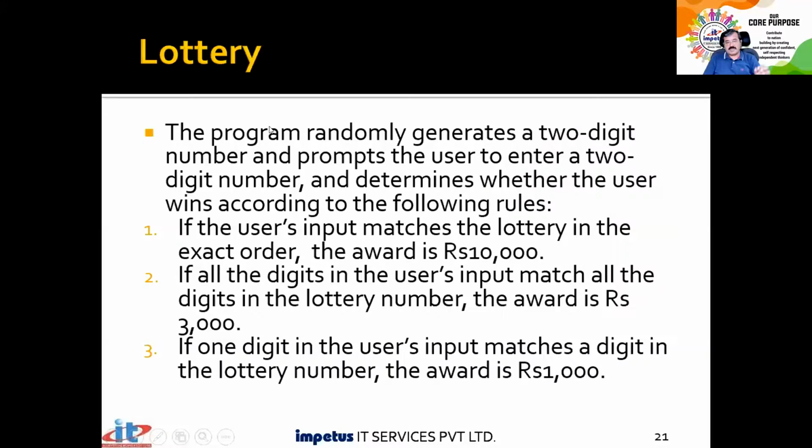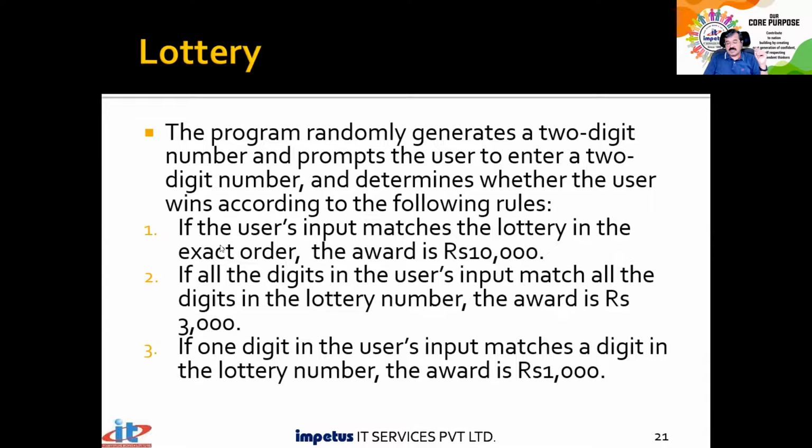Here we go. It says the program randomly generates a two digit number. यानी आपको एक random number generate करना है जो 2 digit का हो. अब 2 digit का random number कैसे आएगा? Think about it. And prompts the user to enter a 2 digit number. So you should generate one number randomly and ask the user to enter another 2 digit number and determine whether the user wins according to the following rules.